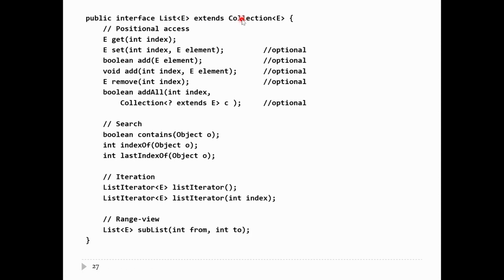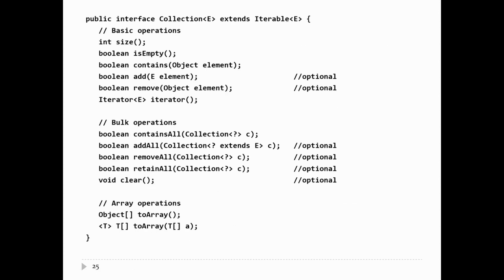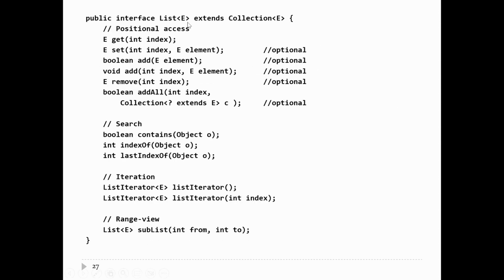So when you see this extends something, all that means is that everything that's in collection is also in list. Even though the methods in collection aren't listed here, all of those methods that are part of collection also belong to list, and you don't repeat them in the list interface. So the list adds a bunch of operations that are different than the ones that are in collection.